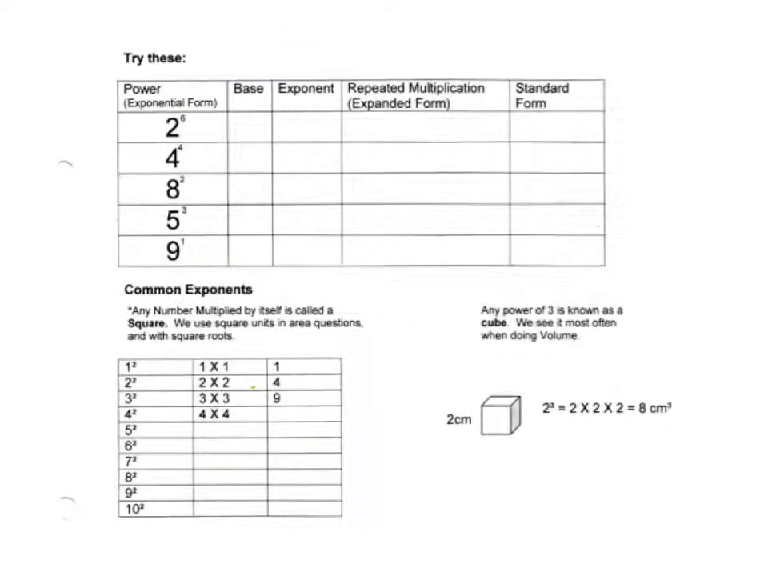In this chart we have here, we can take our power, or our number in exponential form, and break it down into its base, exponent, as well as the repeated multiplication, and then put it into standard form. So we'll do a couple for practice, just to make sure everyone's on the right track. The first one, I read as 2 to the power of 6. My base here is 2 and my exponent value is 6. This tells me I have to multiply my base number 2 by itself 6 times. And my answer in standard form is 64.